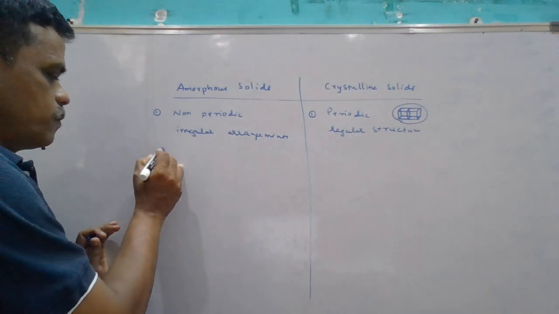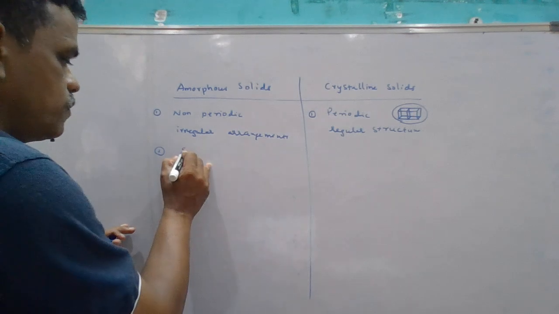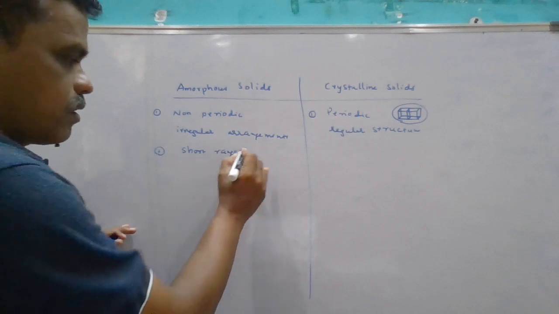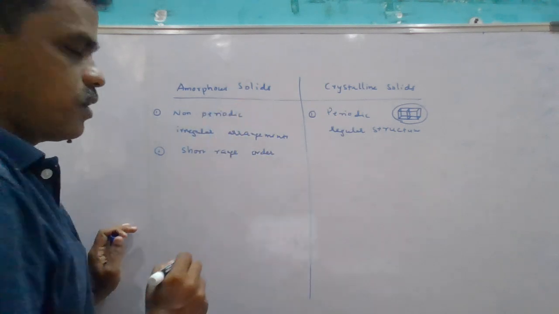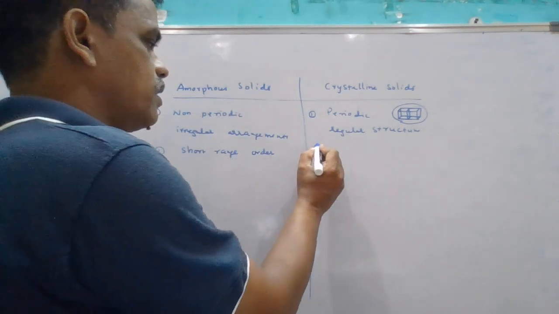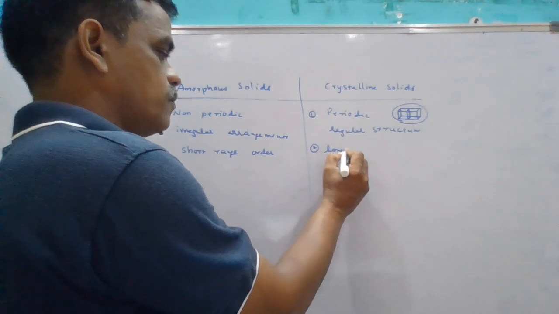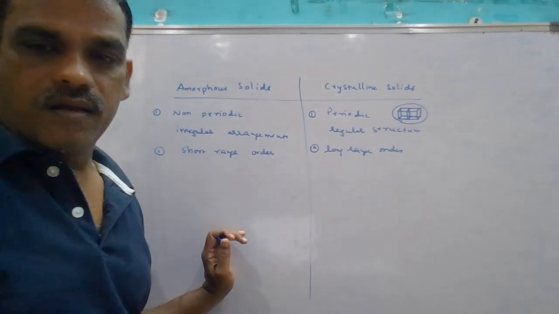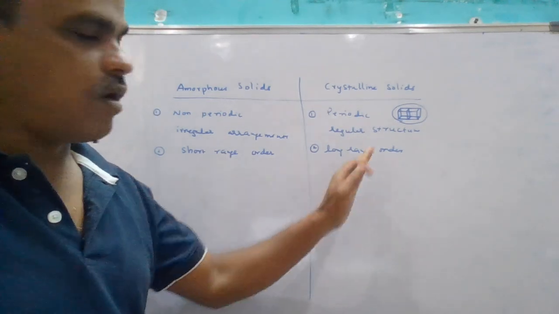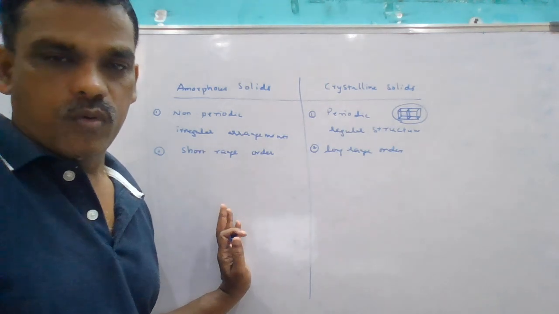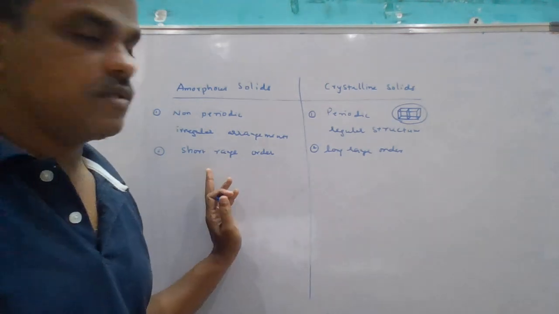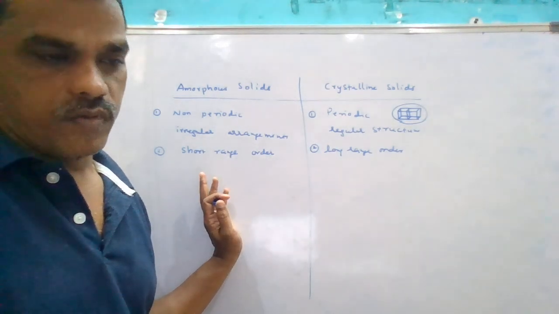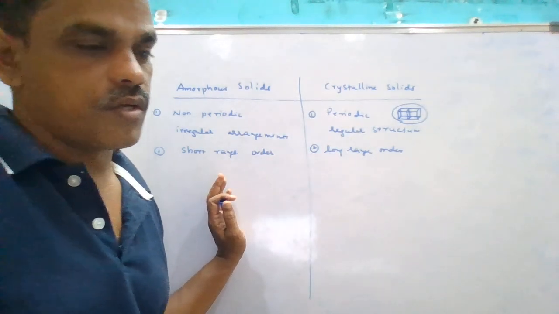Then second point, short range order. Here if we take crystalline, long range order. That means the periodic or regular arrangements will be in the long range. So if you go amorphous solids, this will be short range. So the repetition will consist in short range only.